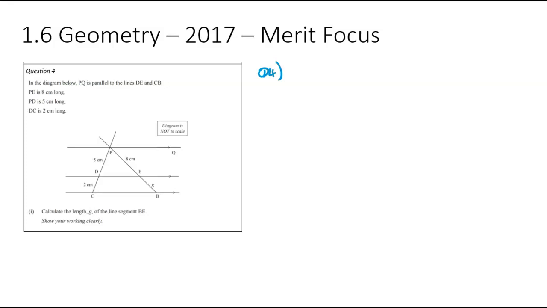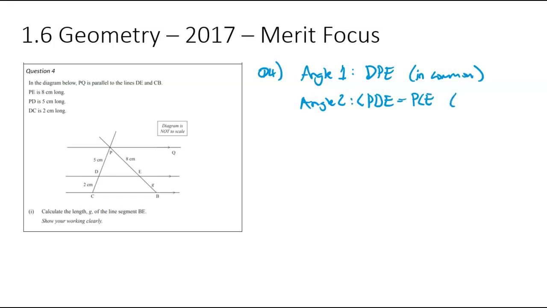So I know that angle number 1, DPE, is in common for both triangles. I also know that angle number 2, I suppose, because we're trying to show that we've got identical angles, angle PDE, sorry, not having a good time with the marker for this question, PDE, that's going to be equal to PCB, and that's because they are corresponding angles. So corresponding angles in parallel lines are equal to each other.